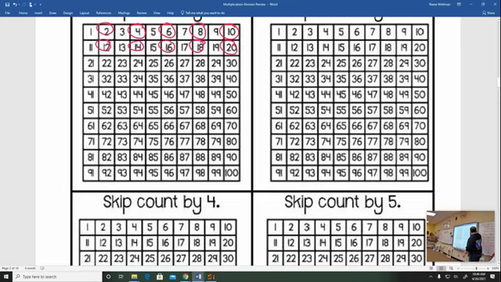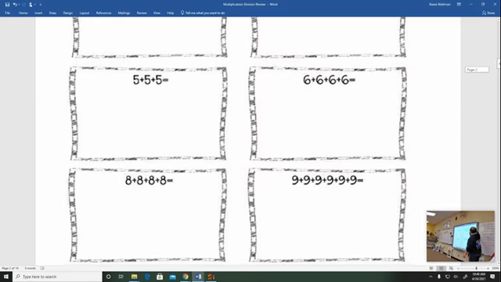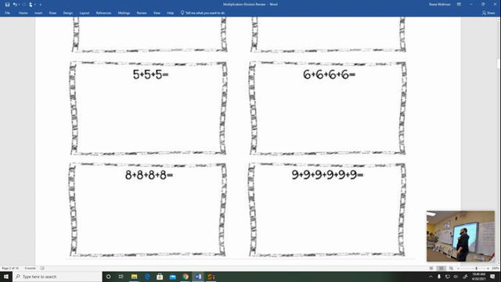Okay, next one. 5 plus 5 plus 5. Brewer, what is the multiplication fact? 3 times 5. She's right. And it does equal 15 again. 5, 10, 15. Now we could have done 5 times 3 as well, right? Commutative property, same thing.